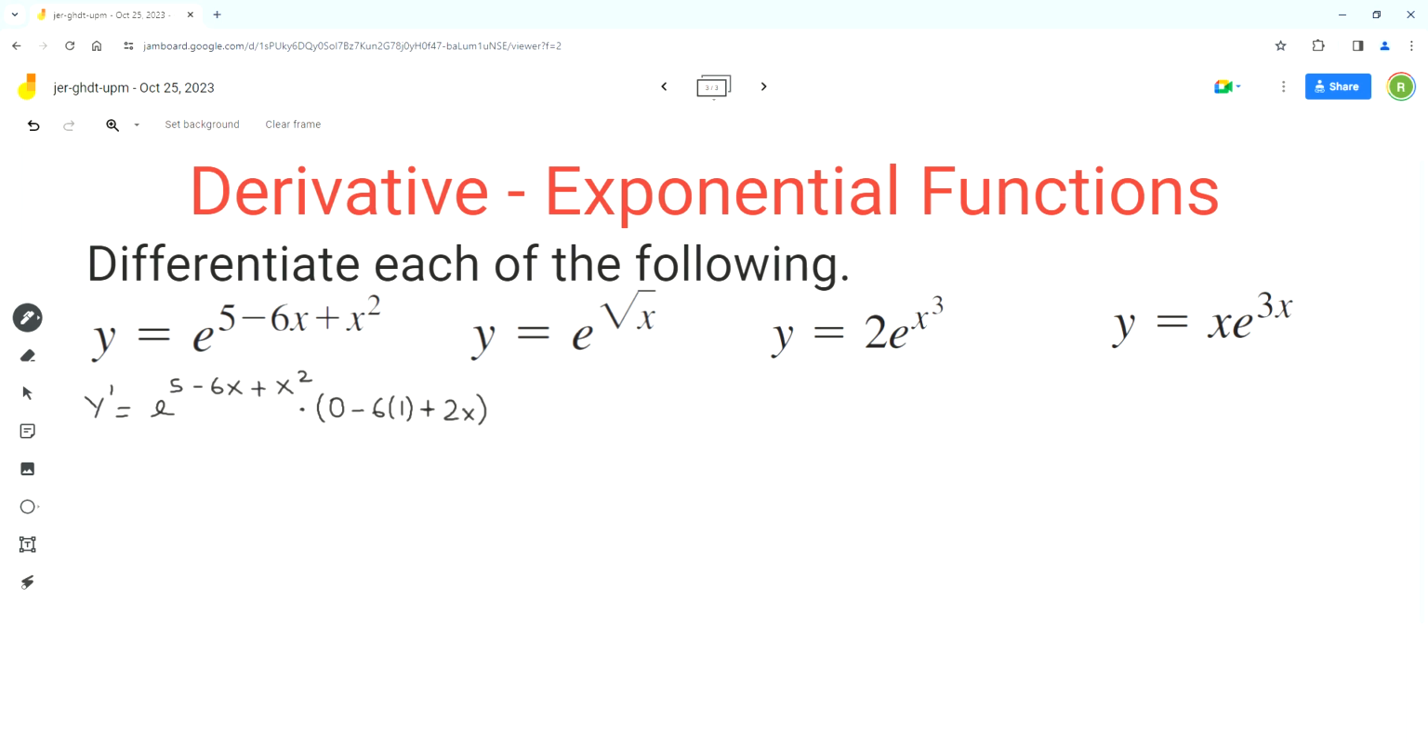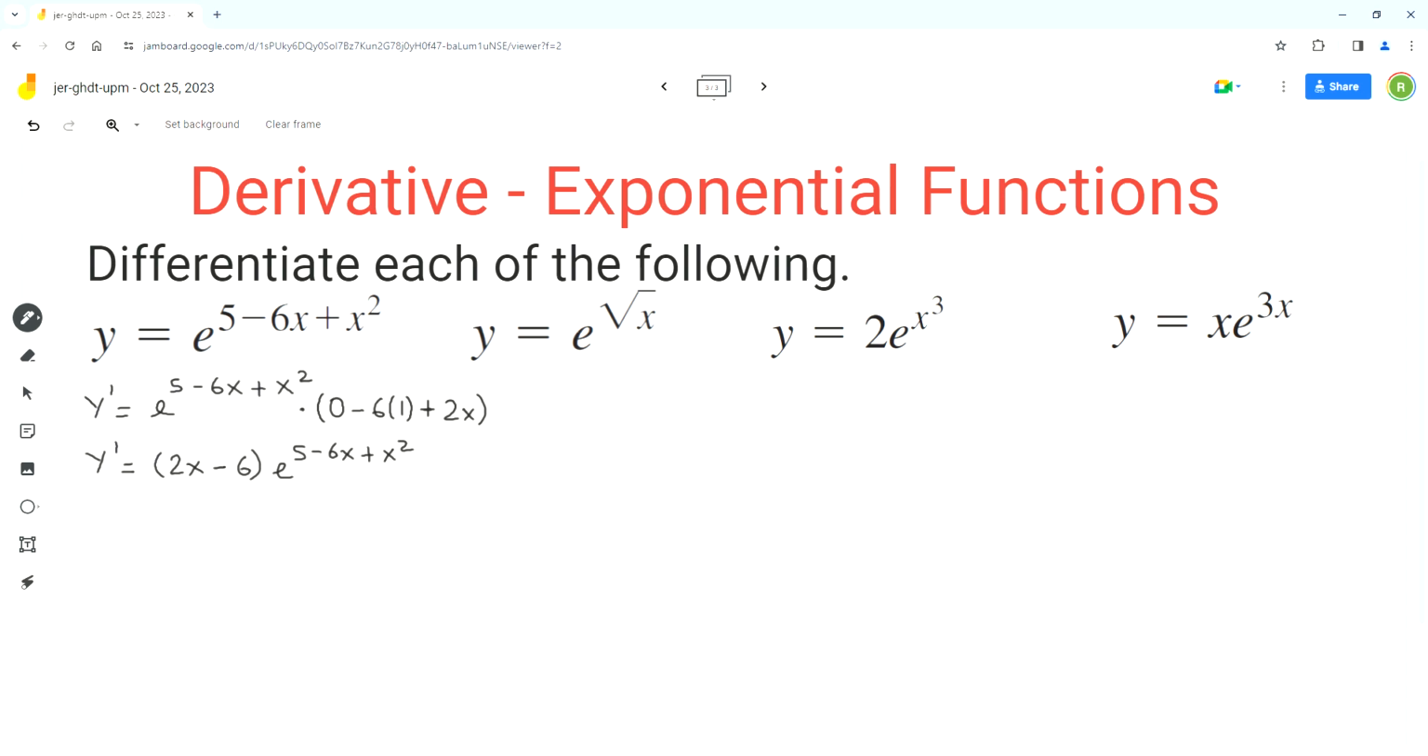Now we can simplify this equation. So y prime equals, now in the parentheses, we have 2x and then 6 times 1 is 6. So we get 2x minus 6. So we can rearrange the terms in the parentheses and write the x term first and then times e with the exponent. So this should be the derivative of this given function.